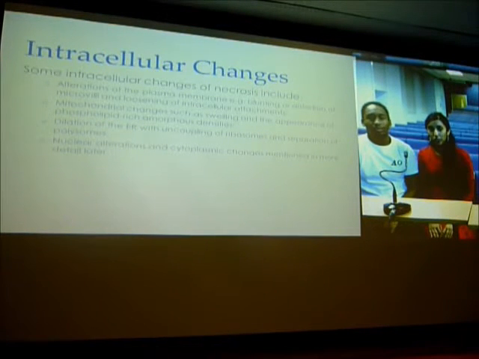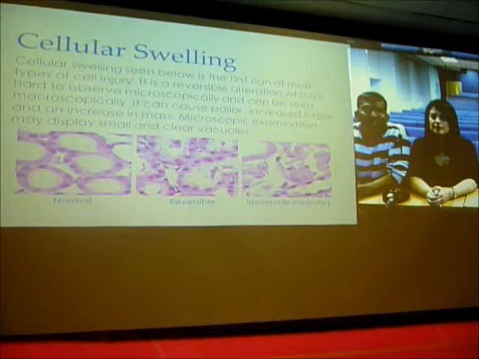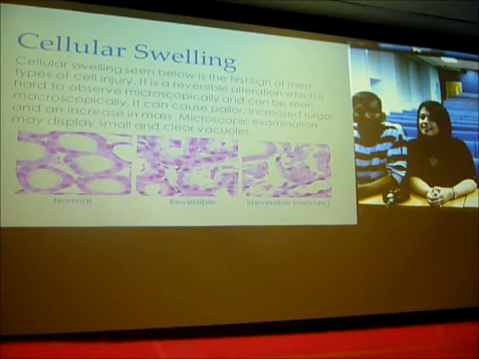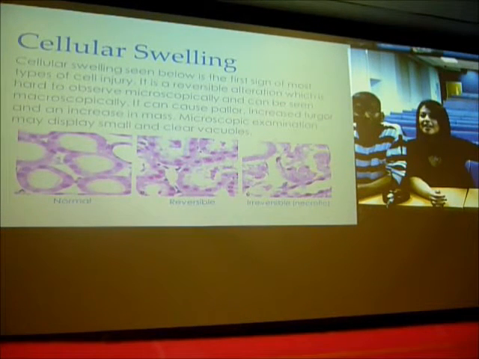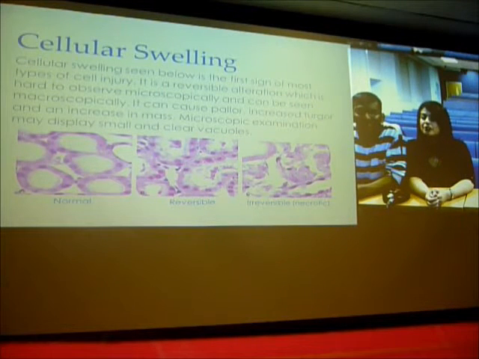Intracellular changes include plasma membrane alterations, mitochondrial changes, endoplasmic reticulum dilation, and nuclear alterations and cytoplasmic changes, which will be mentioned in more detail later on. Cellular swelling can be seen in Picture B. It is a reversible alteration which is noticeable during macroscopic examination of the organ.